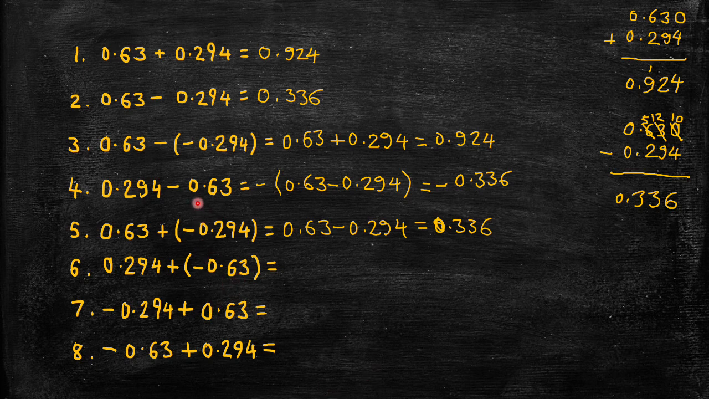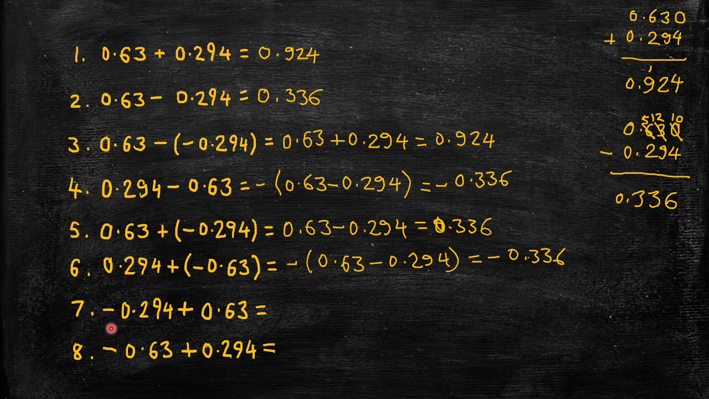Well, we already thought about this up here when we did number 4. We have to switch it around and take the negative. So that's going to be the same as minus of 0.63 minus 0.294. So again, minus 0.336.